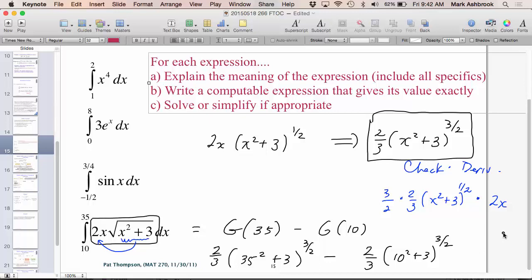Okay. It's based on the chain rule, but it's the chain rule in reverse, right? It's the chain rule in reverse. Any questions before we move on from that example?